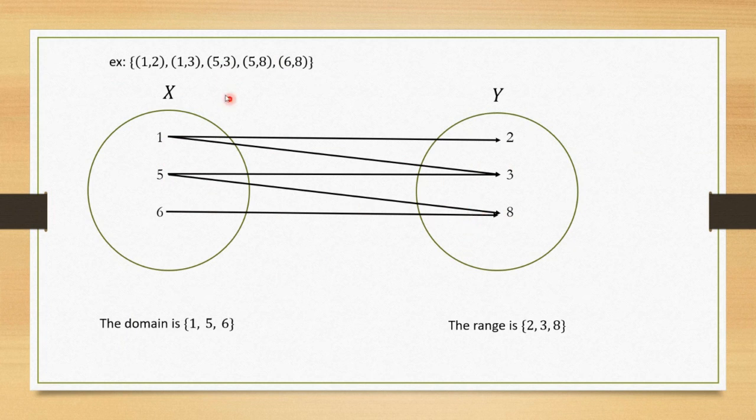The domain, again, is all the x coordinates. So it's 1. 1's already hit. 5. 5's already in there. And 6. The range, 2, 3, 3's listed, and 8, 8's listed. Good, okay?